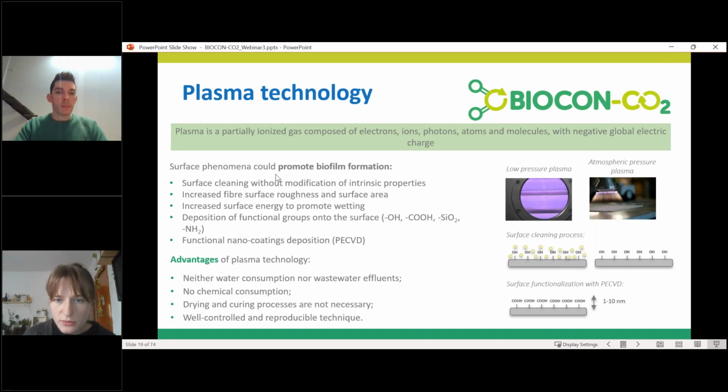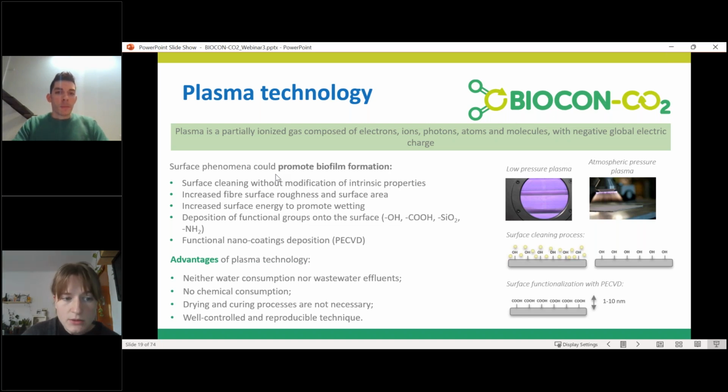In this case, this modification of the surface could promote the biofilm formation, since with plasma we can do a surface cleaning without modification of the intrinsic properties of the material, normally using plasma gases in this case. We can use oxygen, helium, or nitrogen, for example.